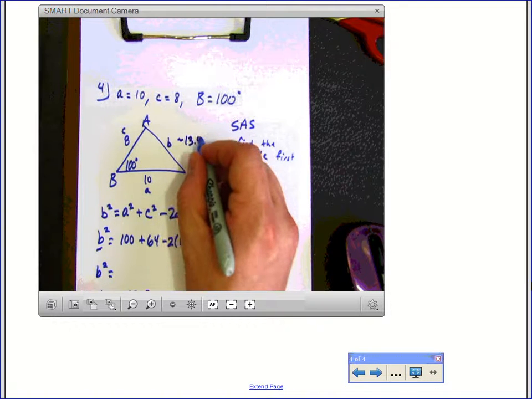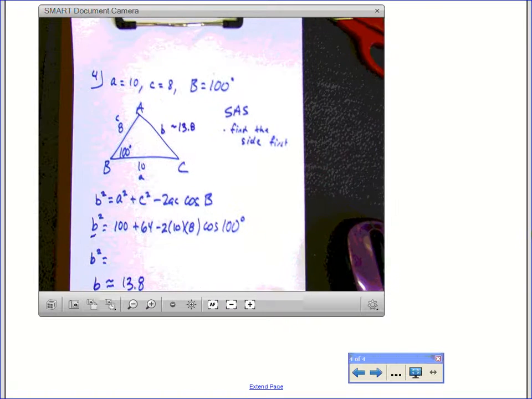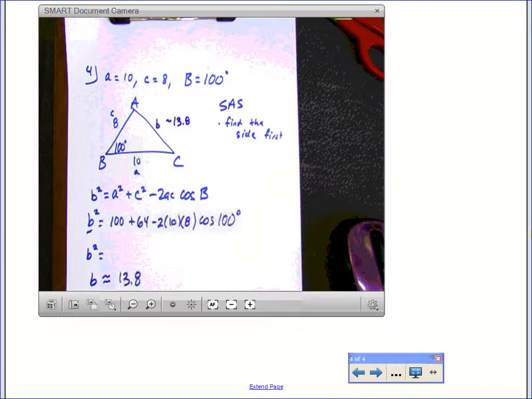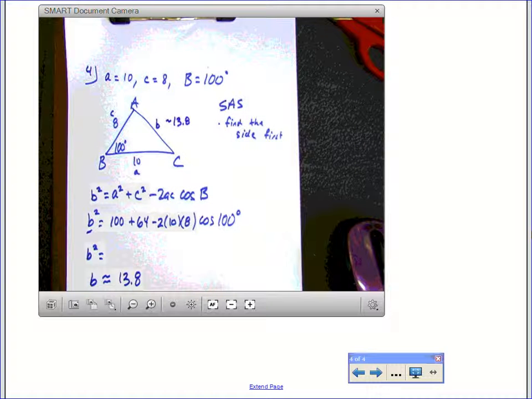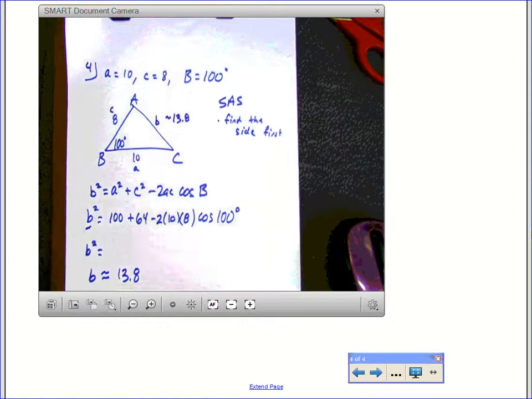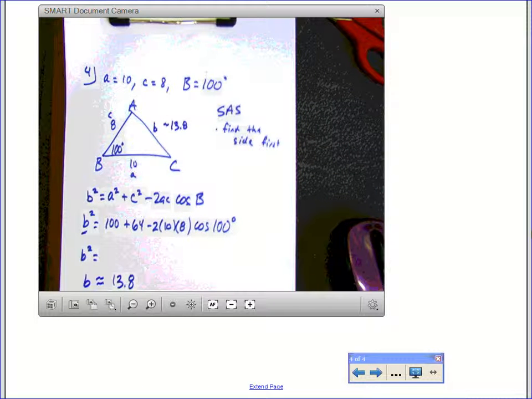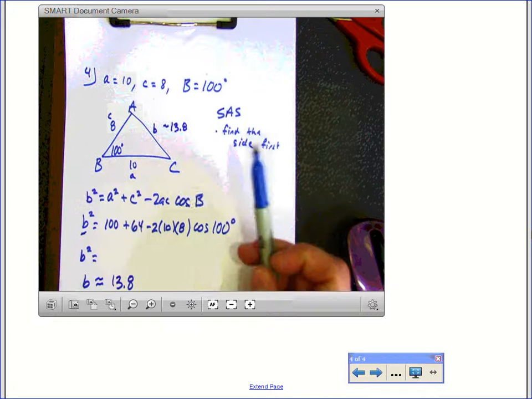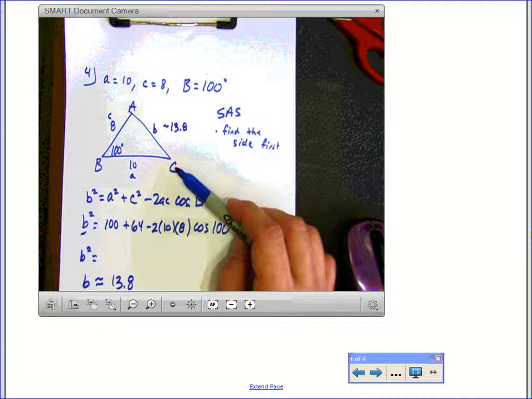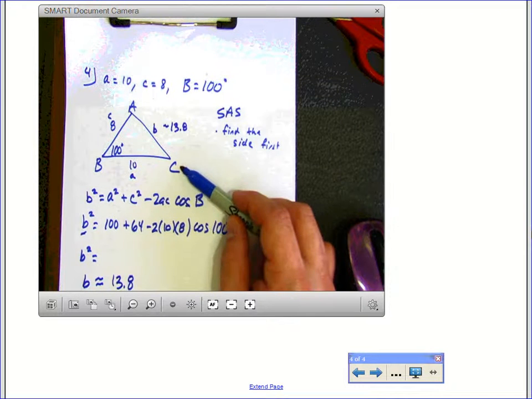All right. Now, once I find one side using law of cosines, what can I switch to here? Law of sines. So you want to switch to law of sines to find one of these angles, or you can do it by law of cosines. Law of sines is much easier. And I told you to find the smaller angle when you do that. So the smaller angle out of C and A here would be C, right?